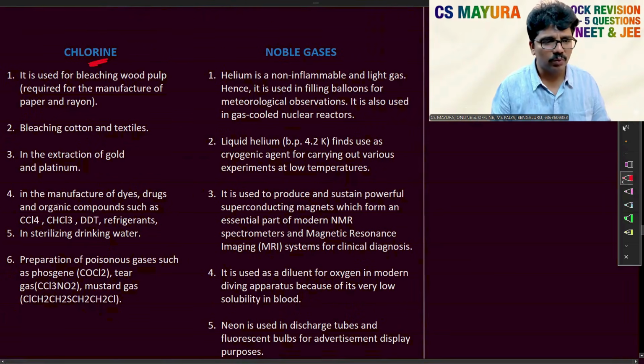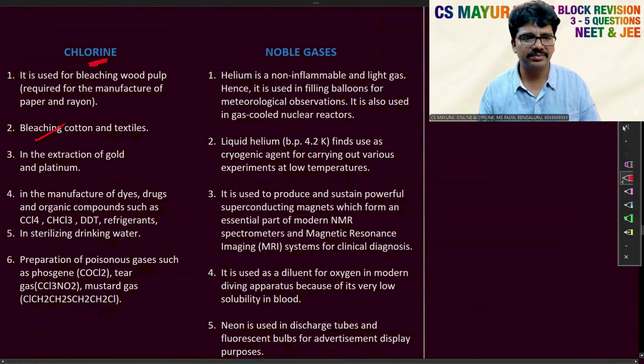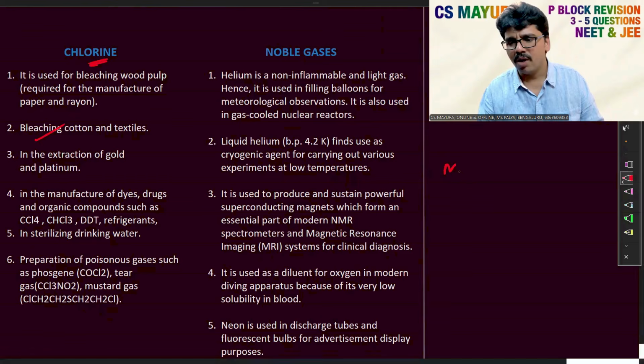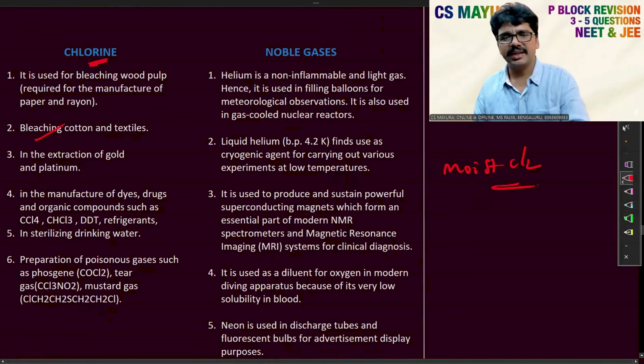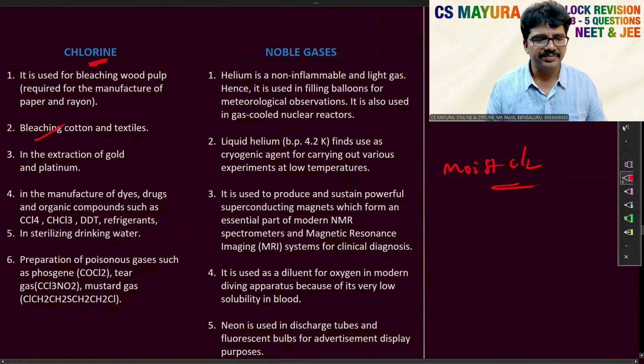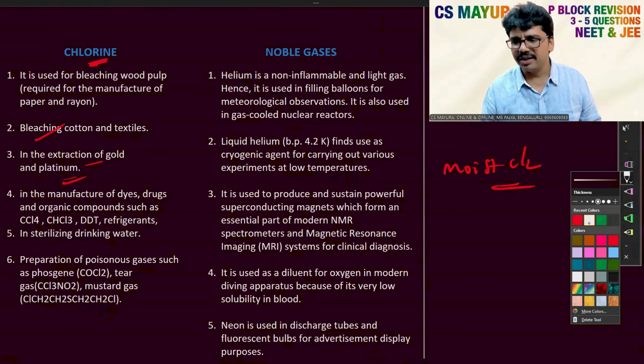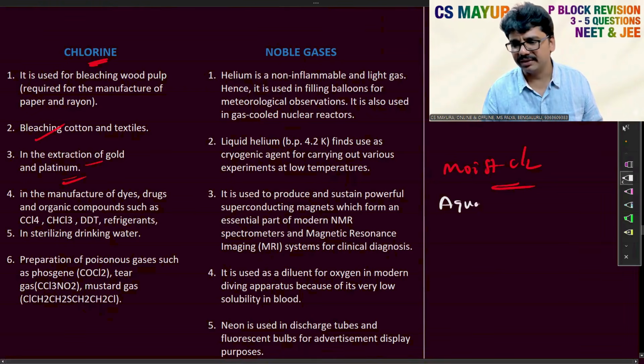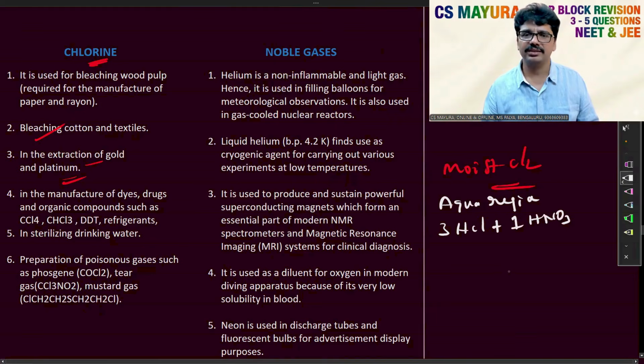Now, one important point about chlorine uses: it is a bleaching agent. Moist chlorine is a bleaching agent, right? This bleaching agent topic we'll study later. Now this chlorine is used in the extraction of gold and platinum. I'll show how it is used, that is in the form of aqua regia. Aqua regia is 3 parts of HCl and 1 part of nitric acid. This mixture is aqua regia.